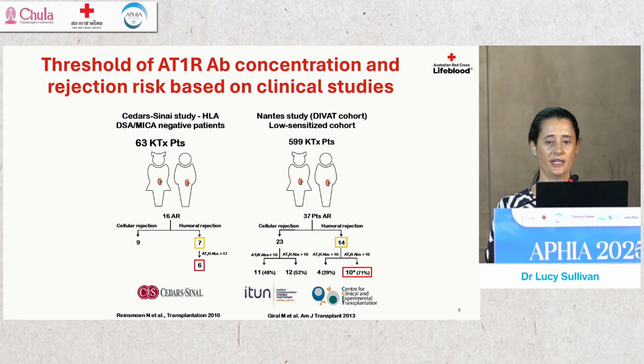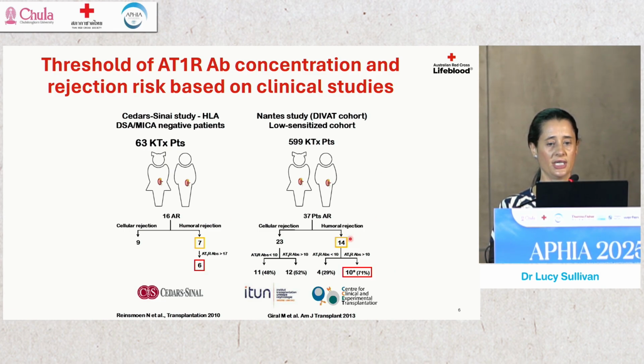Internationally, some clinical studies have determined their own thresholds for rejection, and the one on the left is the Cedars-Sinai study. This was a cohort of HLA DSA and MICA antibody negative patients. In this cohort, 16 of them had acute rejection, 7 of them defined as humoral or antibody-mediated rejection, and of these, 6 had AT1R antibodies greater than 17 units per mil.